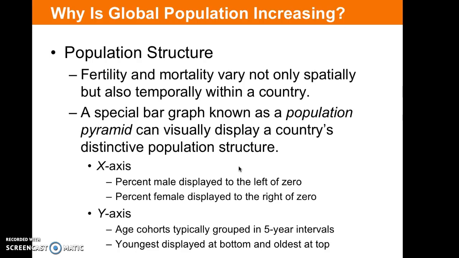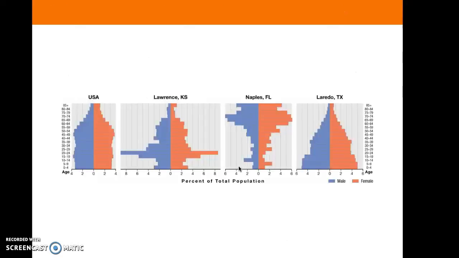When we look at population that's increasing, we're going to look at something called a population pyramid. Population pyramids show you how a country's population is changing over time. On the x-axis, you're going to have one side of the graph be female and the other side male. And then on the y-axis, you're going to have the age cohorts. Usually they're broken up into 5-year intervals. You'll have the youngest at the bottom and the oldest at the top. So when you look at the population pyramid for the U.S.